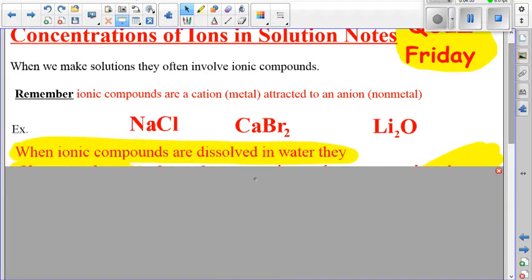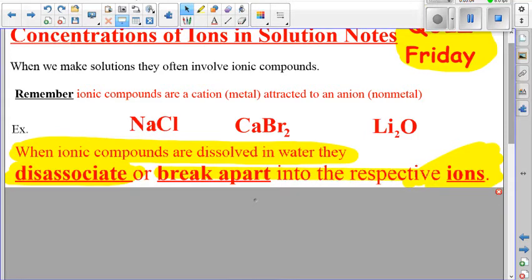When ionic compounds are dissolved in water, so when you take a chunk of salt, let's say, and you dissolve it in water, they disassociate, aka break apart, into their respective ions. So when you say you're associated with someone, you are bonded to them in some way. When something disassociates, that means a bond is broken and it separates. So ionic compounds will break apart into their respective ions when you dissolve them in water.